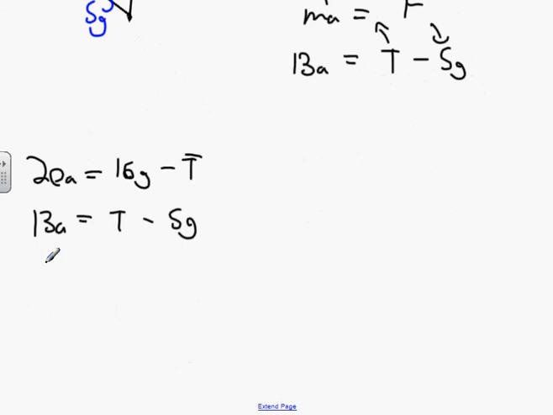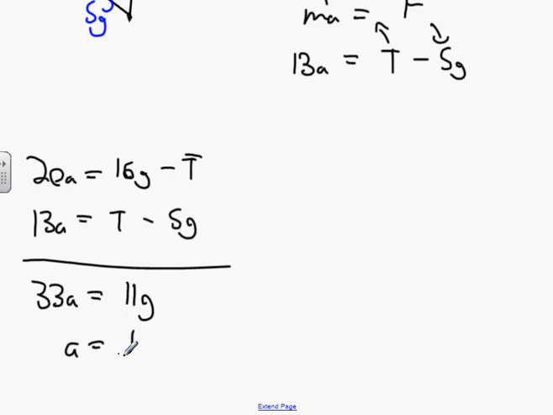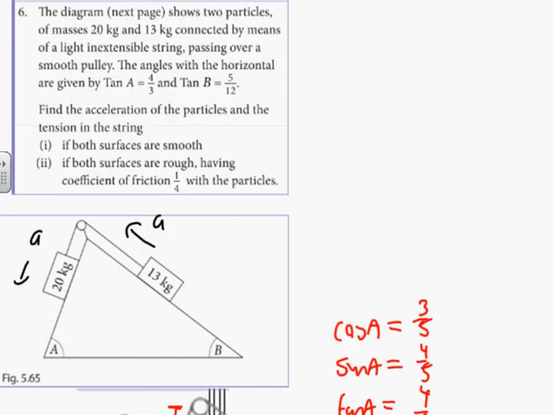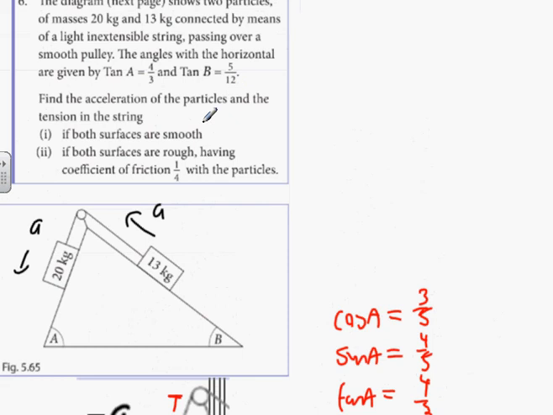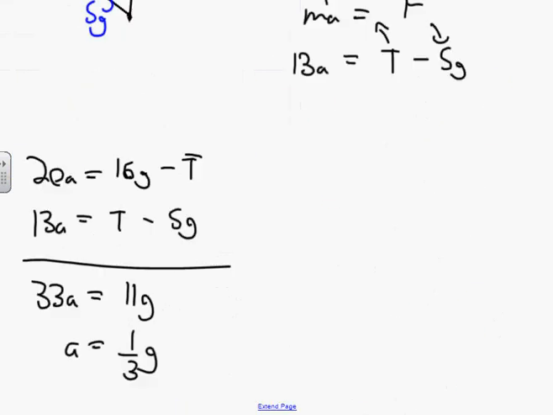Add them together. 33A equals, what is it going to be? 11G. A equals 1/3 G. Are we just asked for acceleration, or are we also asked for tension? And the tension. Well, yeah, and the tension. Okay, so we find the tension now.